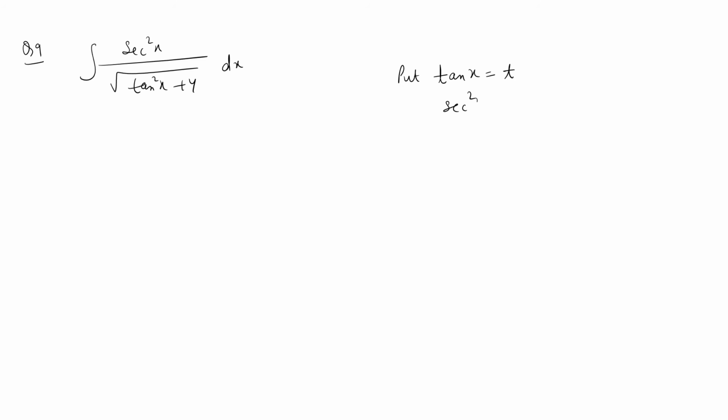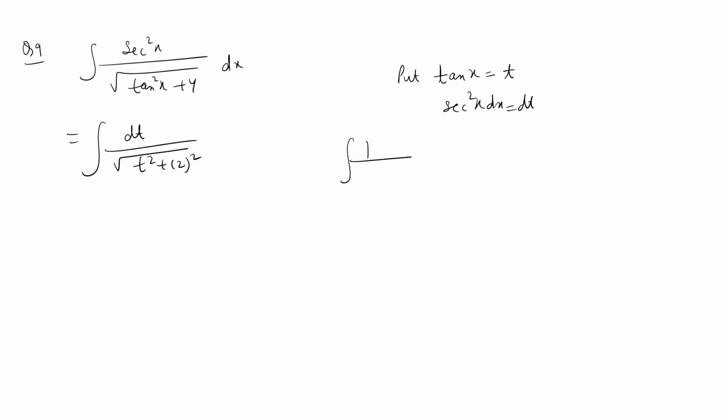Question number 9 is the integral of secant square x upon tan square x plus 4 dx. Now this integral involves a bit of substitution. Again, firstly as the trigonometric substitution, put tan x equal to t. We get secant square x dx is equal to dt. So this becomes dt upon under root t square plus 2 square, right?